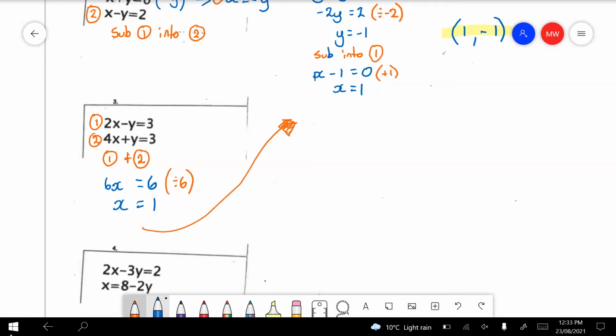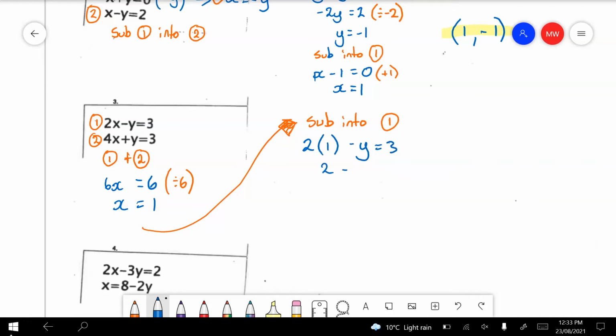I'm going to sub x equals 1 into, and I can go into whichever one I want because it's elimination. So I'm going to go into 1 because the numbers are smaller. Makes it a bit easier to work with. And every time I see an x, I'm going to replace it with a 1.